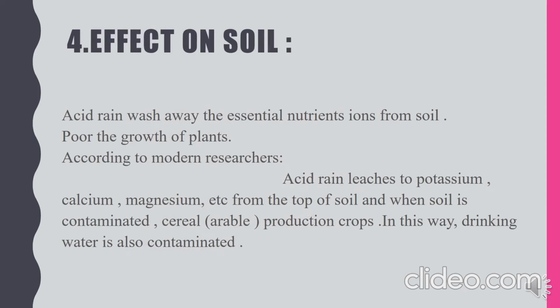Effect on soil. Acid rain washes away the essential nutrients from soils, which hinders the growth of plants. According to modern research, acid rain leaches potassium, calcium, magnesium, etc. from the top of the soil, and when soil is contaminated, cereal and crop production suffers and drinking water is also contaminated. So when acid rain occurs, it will wash away the essential nutrients.